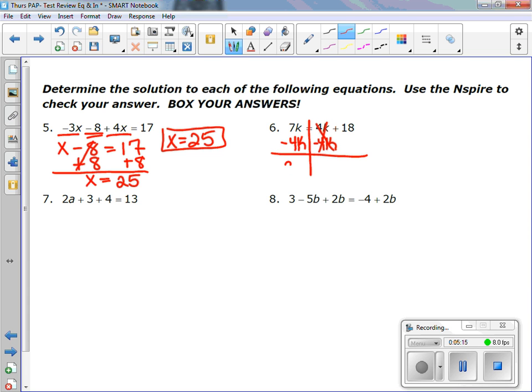7k minus 4k is 3k, and that equals 18. And now all I have to do is divide by 3. So k equals 6.